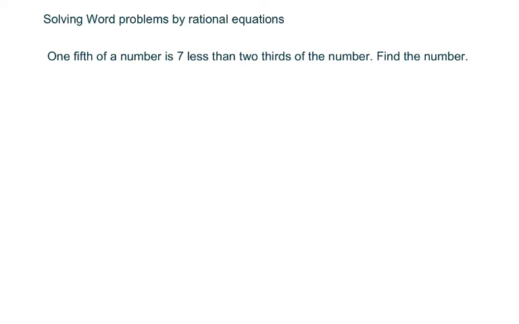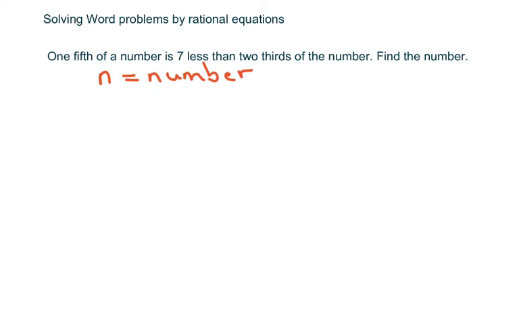Hi everyone. We're going to solve word problems by rational equations. These are where you have to translate word sentences into equations. So basically we have 1/5 of a number is 7 less than 2/3 of a number, and we have to find the number. So the first thing we're going to do is let n equal the number.